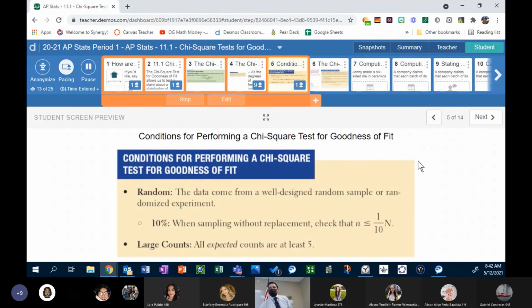Okay, and again, we have our conditions for performing a chi-square test for goodness of fit. It is our random, 10%, and large counts conditions. The random and 10% are the same as we've seen for everything else that we've done inference on. Large counts is slightly different than the large counts we saw for proportions, in that this large counts is having all expected counts at least 5. Previously, when dealing with proportions, we needed our expected number of successes and failures to be at least 10. Now we're going down to 5, but each of those expected counts must be at least 5.